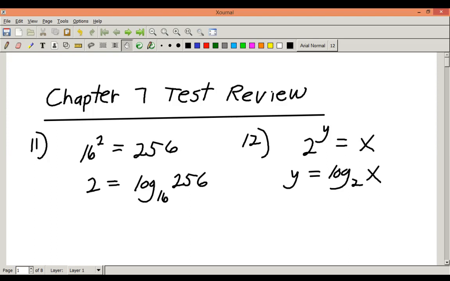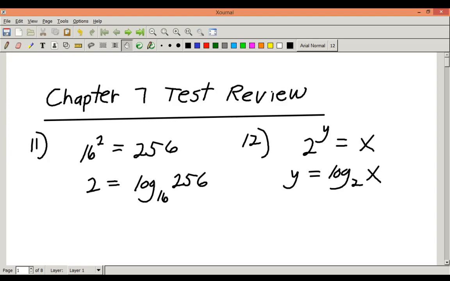Same thing in number 12. You got 2 to the y power equals x. I'm going to find the log first. So y equals log. Write that down. Then the base is written, of course, really small and low by the g. So y equals log base 2 of x. So you can think about that one.